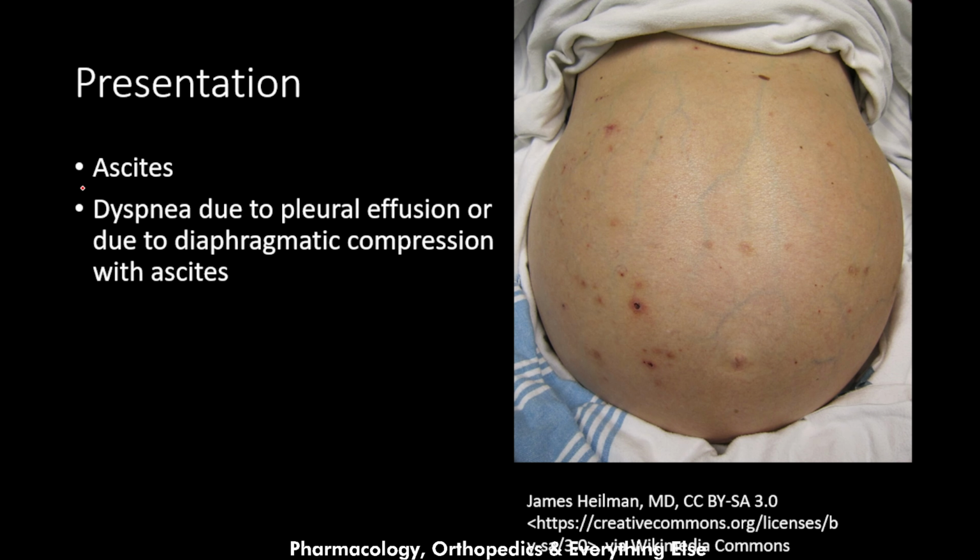The patient might present with ascites, as seen in this example here, and also dyspnea due to pleural effusions or due to diaphragmatic compression with ascites. So basically, there might be pleural effusions because of the protein lost. It would decrease the oncotic pressure and the fluid would go into the pleural space, or it would be diaphragmatic compression with ascites. So the ascites would become bigger and they would compress the diaphragm.